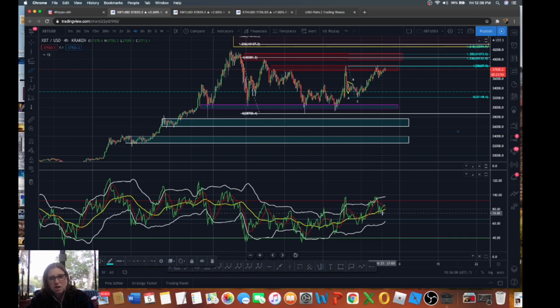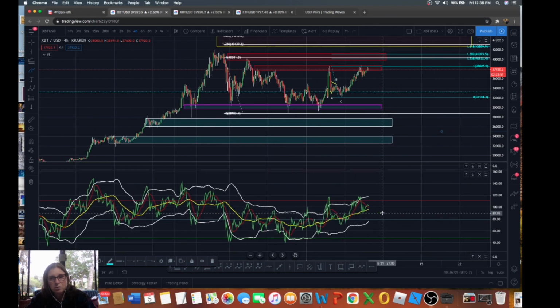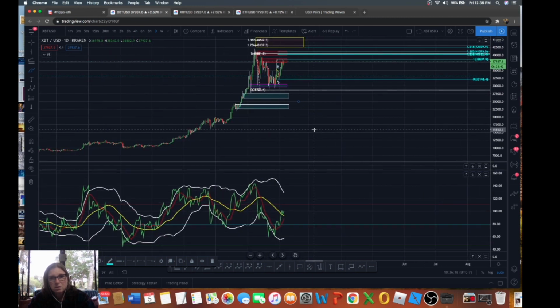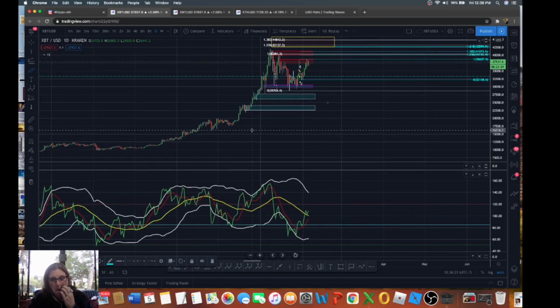It's really all there is to say about the 4-hour. Let's go up to the daily and take a look at that. So the daily has made it past the middle yellow MA here, and it's finding support on it. But you can see that this median line is pointing downwards.